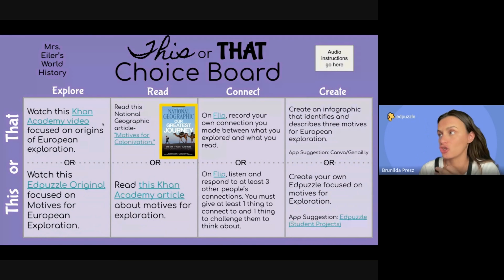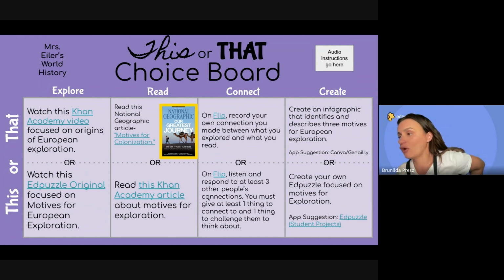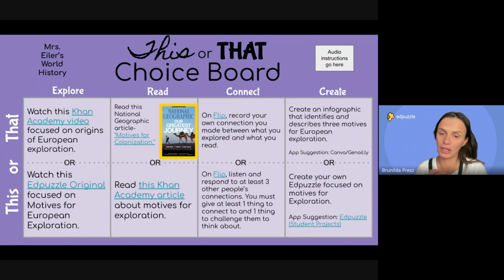This is what a choice board would look like. So they can either watch a Khan Academy or watch an Edpuzzle original. They can read National Geographic or read this article. They can record their own connection they made, or they can listen. So this is allowing those students that need a little bit more practice to go ahead and practice, but in a very differentiated way, on the way that they want to master the skill.